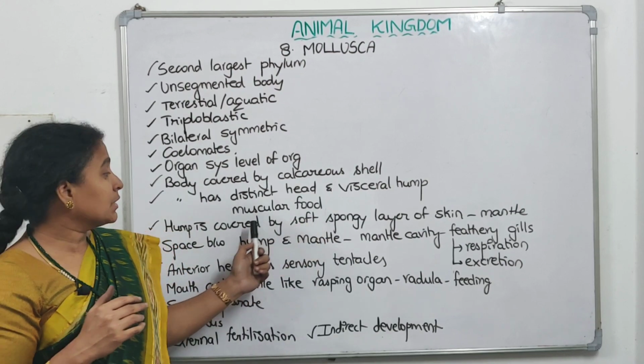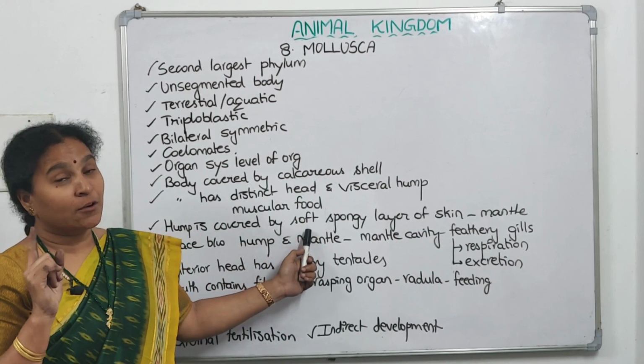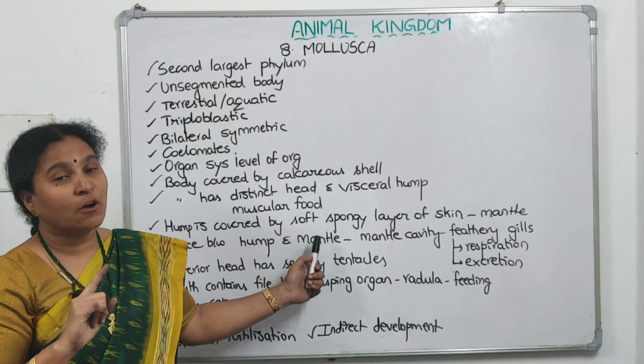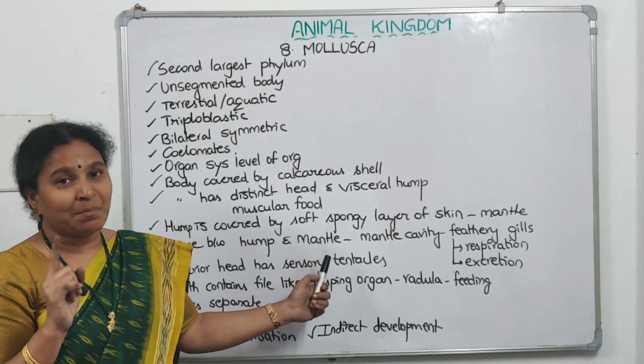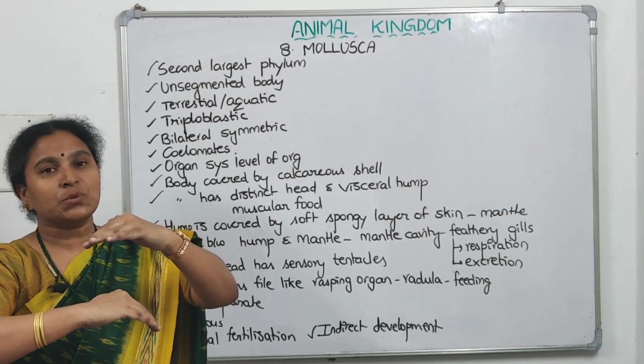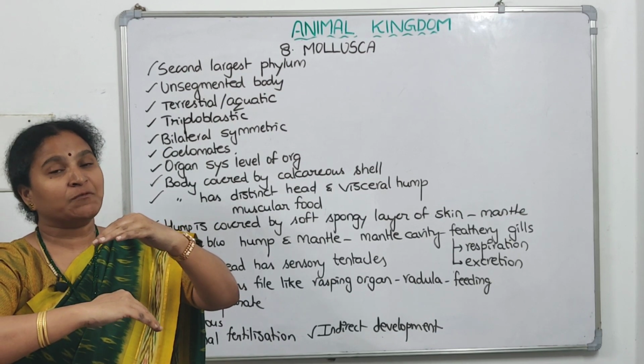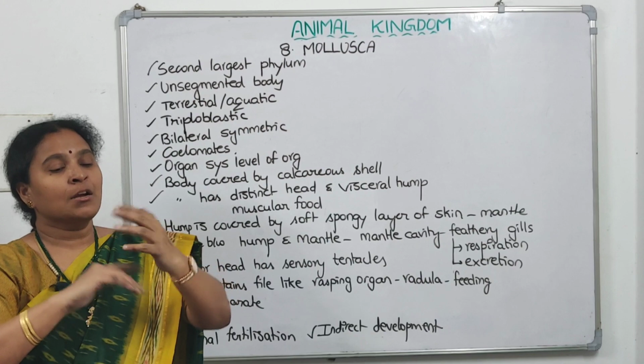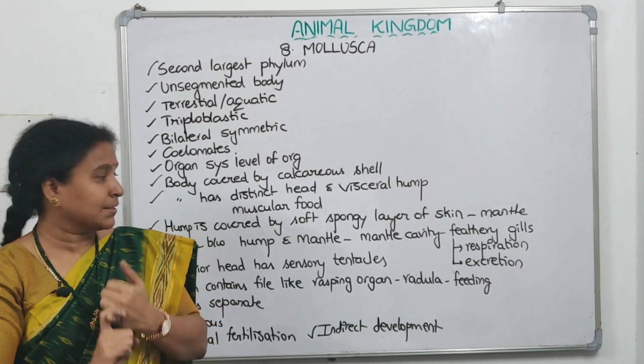Now the body is covered by a soft spongy layer of skin, or the hump is covered by a soft spongy layer of skin called mantle. Between the hump and this mantle, there's a space called mantle cavity, in which feather-like gills are present for respiration and excretion.